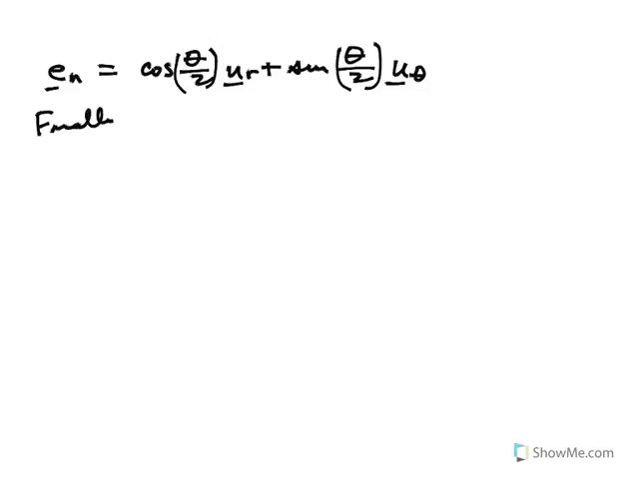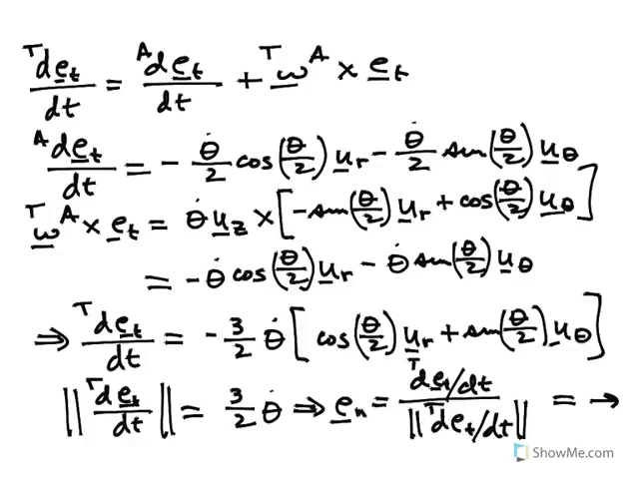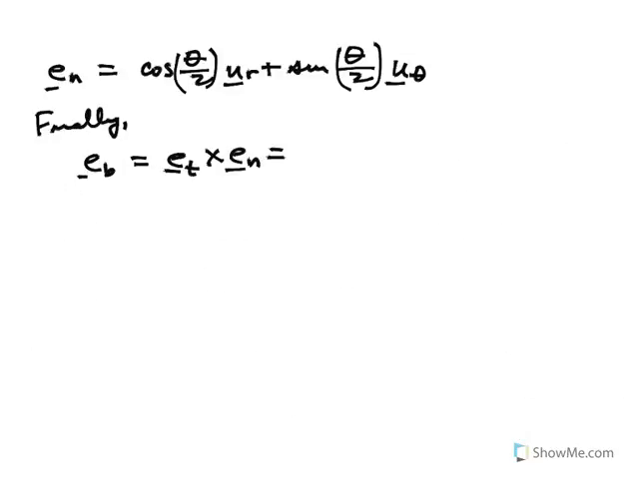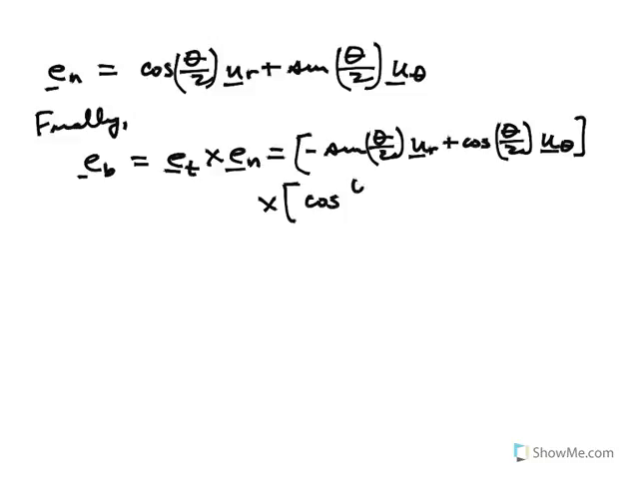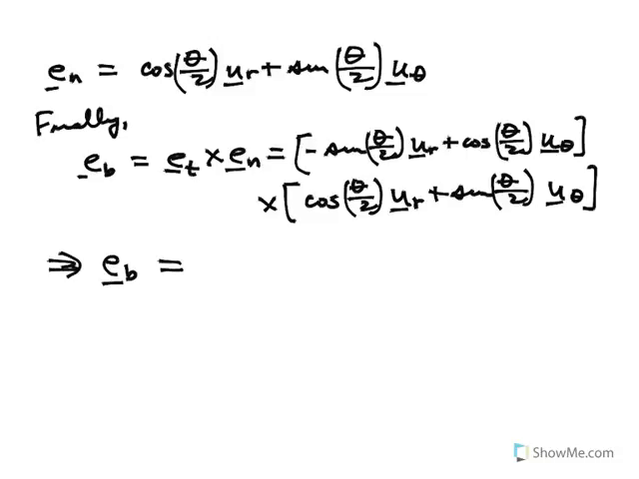So finally, EB, which is equal to ET crossed with EN, is equal to, well, what's ET? ET is minus the sine of theta over 2 ur plus the cosine of theta over 2 u theta, and then this whole thing is crossed with cosine theta over 2 ur plus the sine of theta over 2 times u sub theta, which gives that the binormal vector, if I do the cross products, ur crossed with u theta is uz, u theta crossed with ur is minus uz, and so what we wind up with is sine squared theta plus cosine squared theta equals 1.